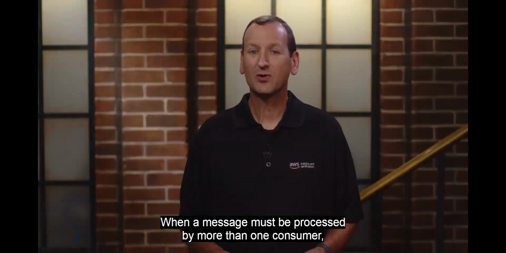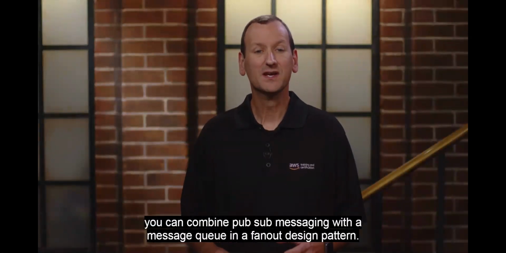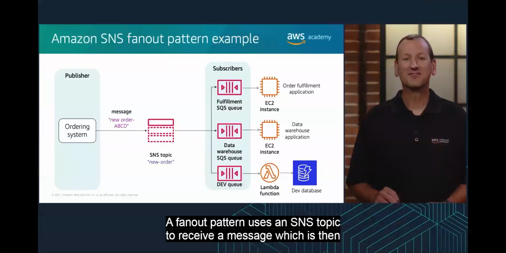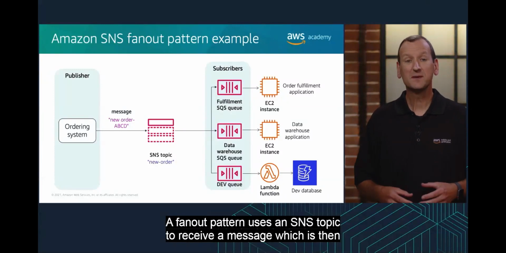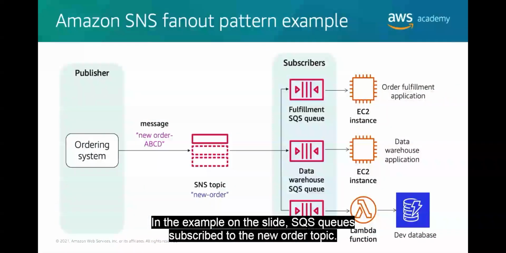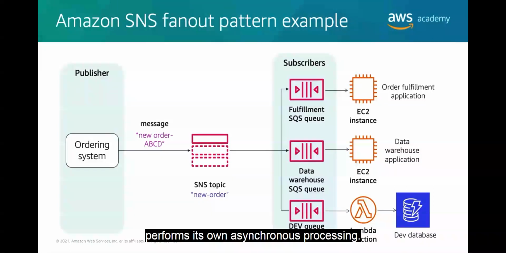When a message must be processed by more than one consumer, you can combine pub/sub messaging with a message queue in a fan-out design pattern. A fan-out pattern uses an SNS topic to receive a message, which is then pushed out to multiple subscribers for parallel processing. In the example on the slide, SQS queues subscribe to the new order topic. When a message is pushed from that topic, each queue gets an identical message but performs its own asynchronous processing.